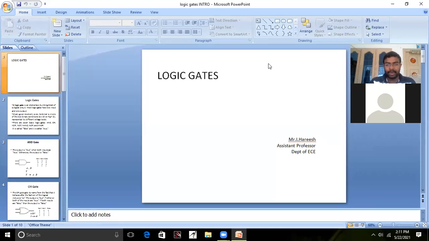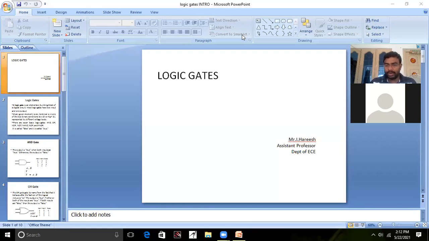To go in depth regarding the logic gates, how they are operated, what the applications of each logic gate are, what the truth table of each logic gate is, and what the logical expression for each logic gate is will be explained in today's session.